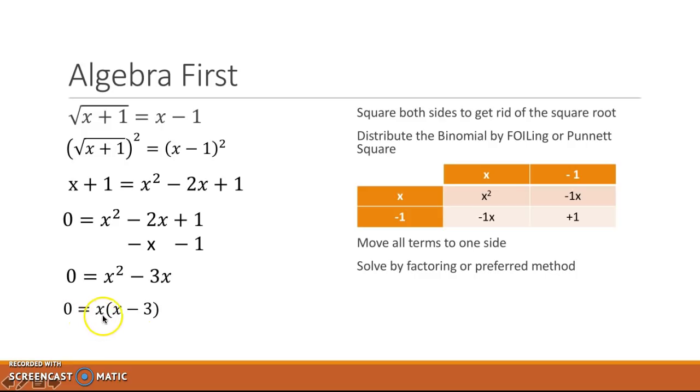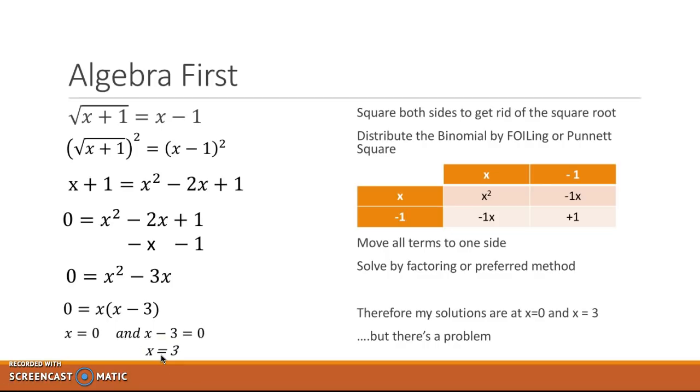So we've got 0 equals x times x minus 3. And then that would mean our two solutions are x equals 0, and then solving this factor, x minus 3 equal to 0, we're going to get our second solution as x equals 3. So as of right now, we say our solutions are 0 and 3.